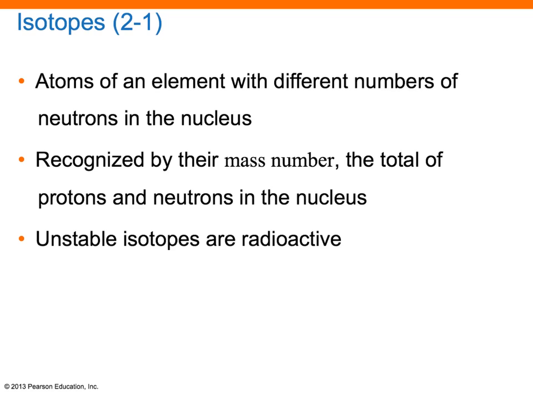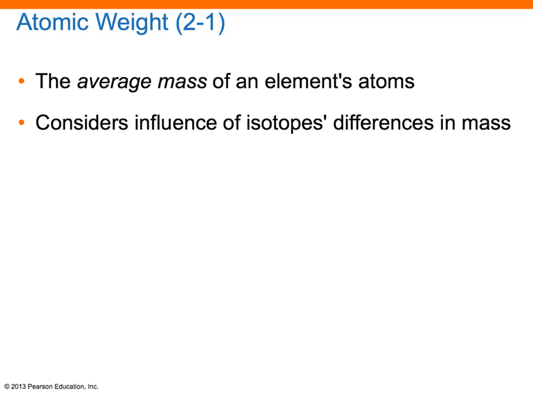Isotopes are atoms of an element with different numbers of neutrons in the nucleus. They're recognized by their mass number, the total protons and neutrons in the nucleus. Unstable isotopes are radioactive. Atomic weight is the average mass of an element's atoms, and it considers the influence of isotopes' differences in the mass.